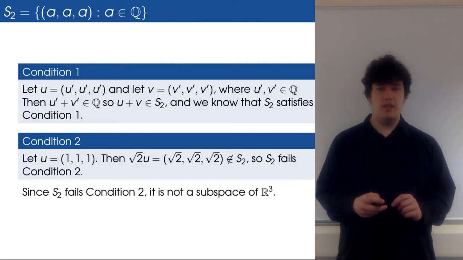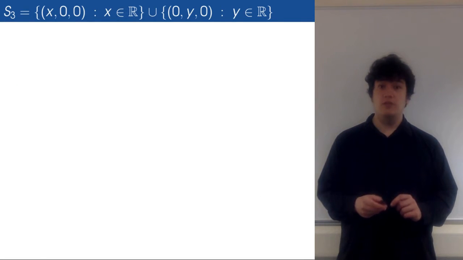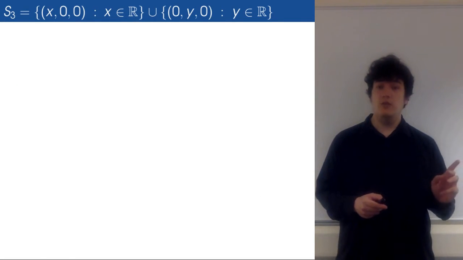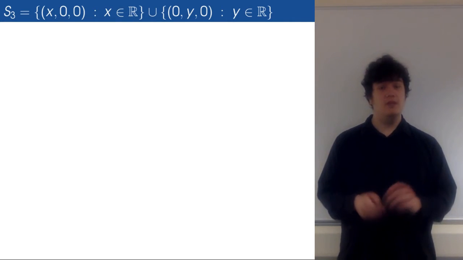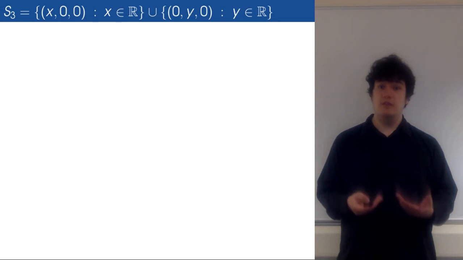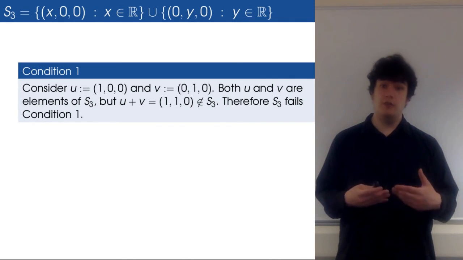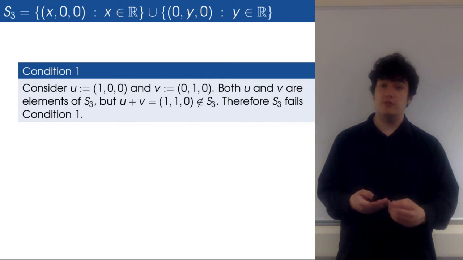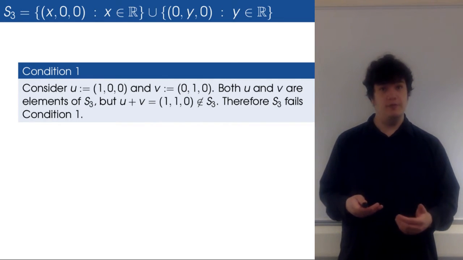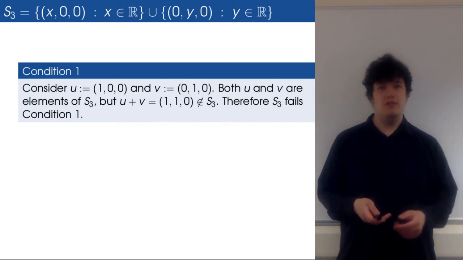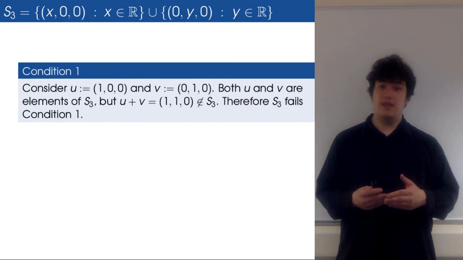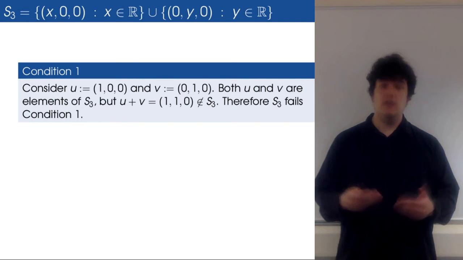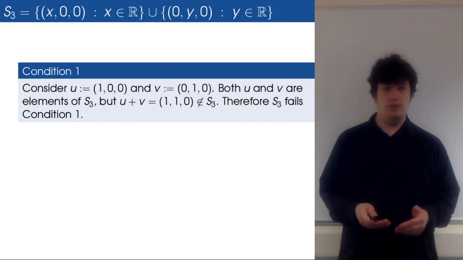Let's look at S3. This is the union of two sets. First one, where everything but the first coordinate is 0, and the second one, where everything but the second coordinate is 0. We take their union. Let's look at the first condition. Now this is false, so again, I just need a counterexample rather than an elaborate proof. So let U be 1, 0, 0, let V be 0, 1, 0. I add them together, and I've left the union. So S3 fails condition 1.